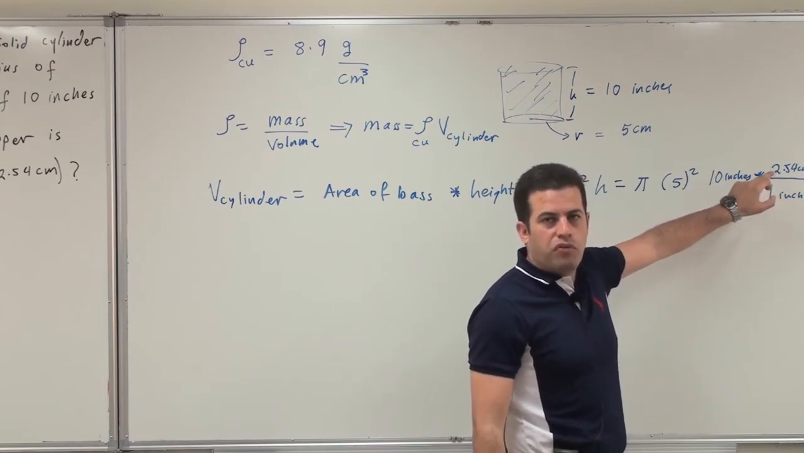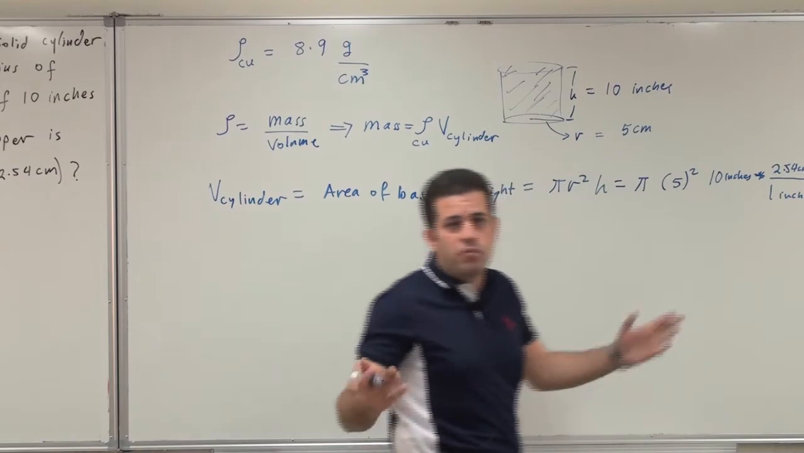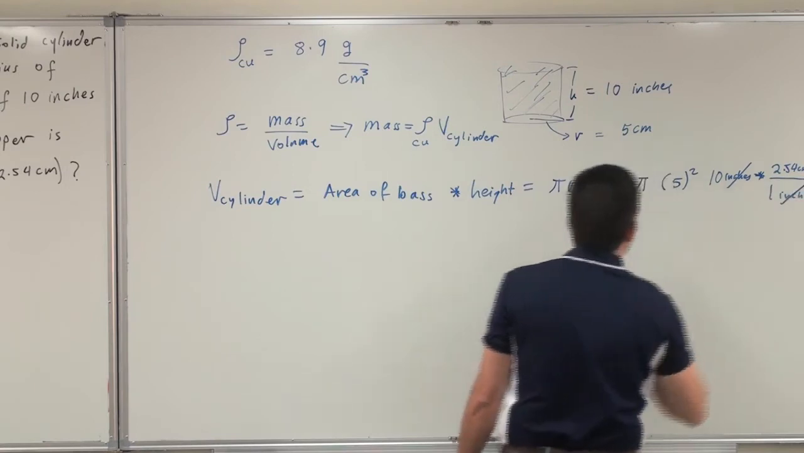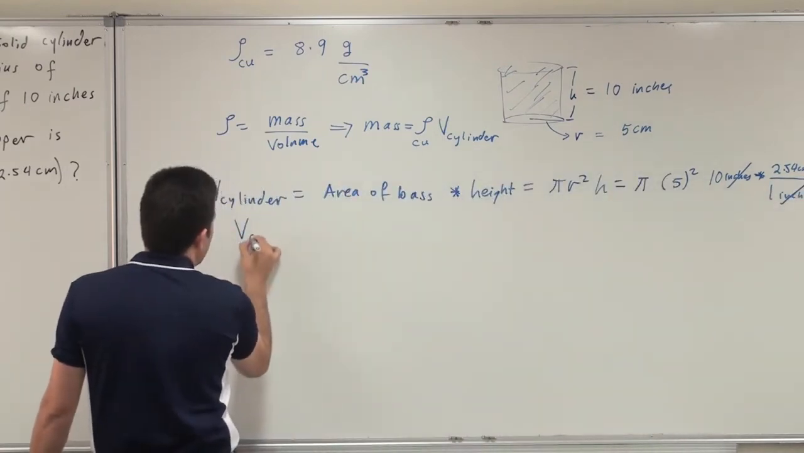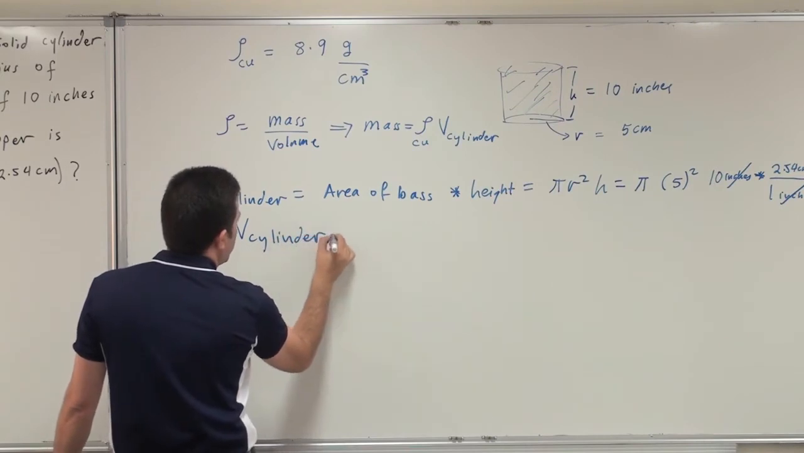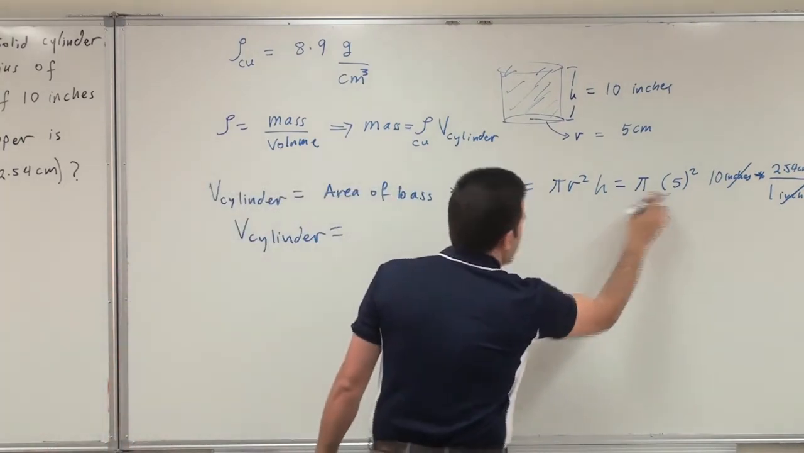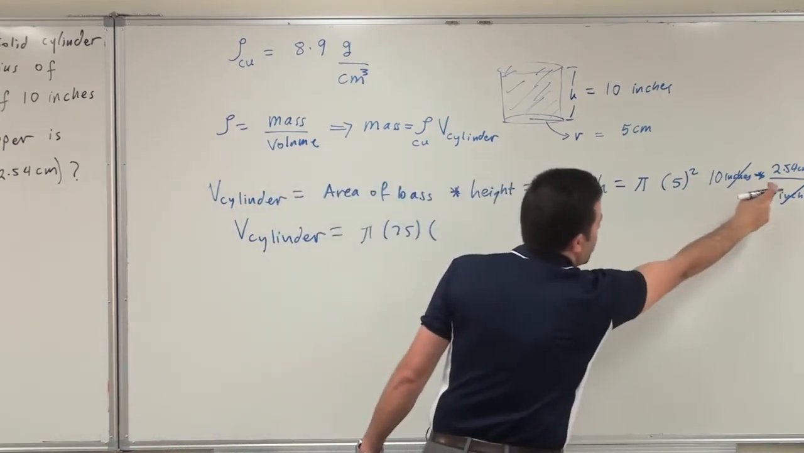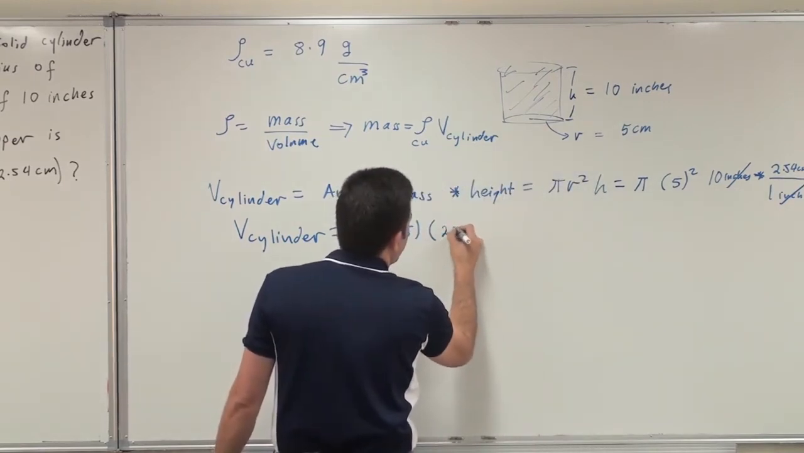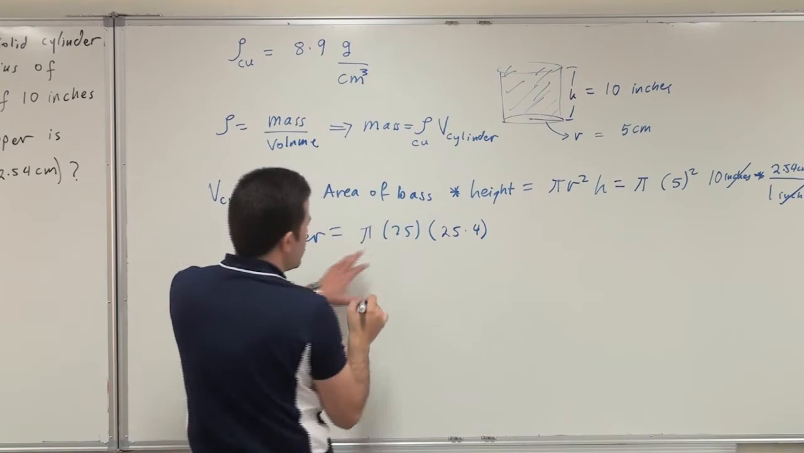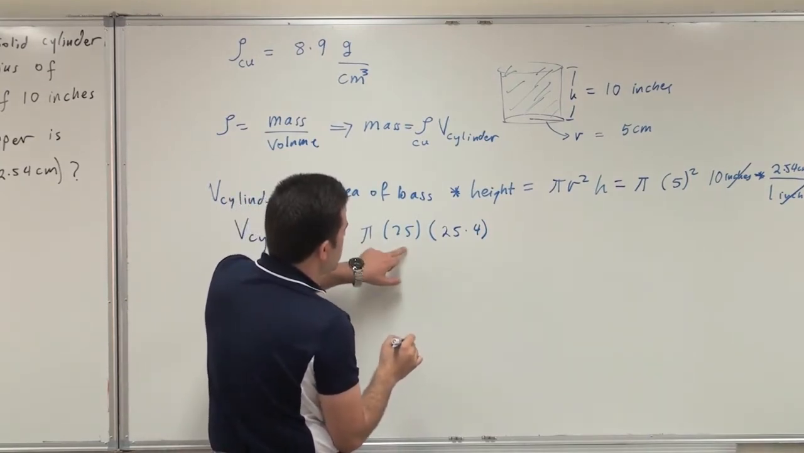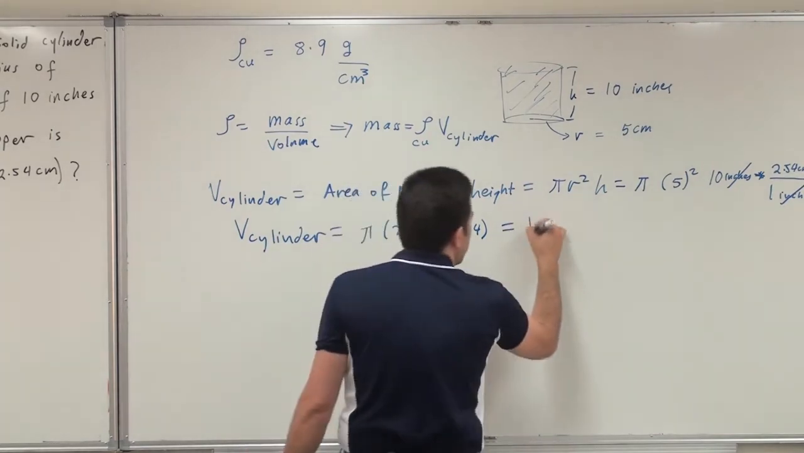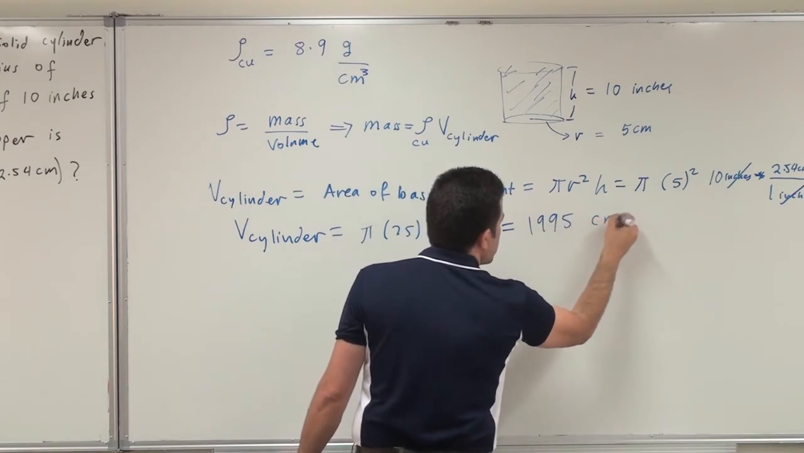Notice here that I multiply by 1, because 1 inch equals 2.54 centimeters. This is the principle of unit conversion. So basically I'm multiplying by 1, so I'm not changing anything in the equation. So I can cross this inch with this inch. So the volume of the cylinder now will be the multiplication of pi, 25, and 10 times 2.54, which means 25.4. And of course, this is centimeter, this is centimeter squared, this is centimeter. So it has to be given as 1995 centimeter cube.